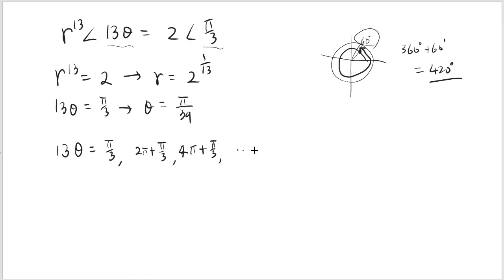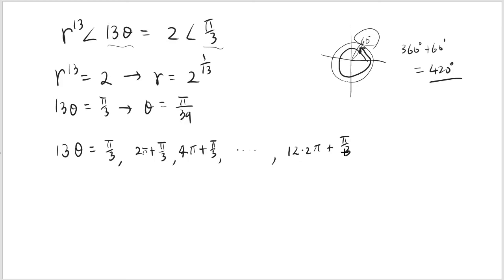Well, what you need to remember is that because we have z to the 13th power, we should only have 13 answers. So you have 1, 2, 3. This is 0 times 2 pi, 1 times 2 pi, 2 times 2 pi, and the last one would be 12 times 2 pi plus pi over 3, to get exactly 13 solutions. Okay?